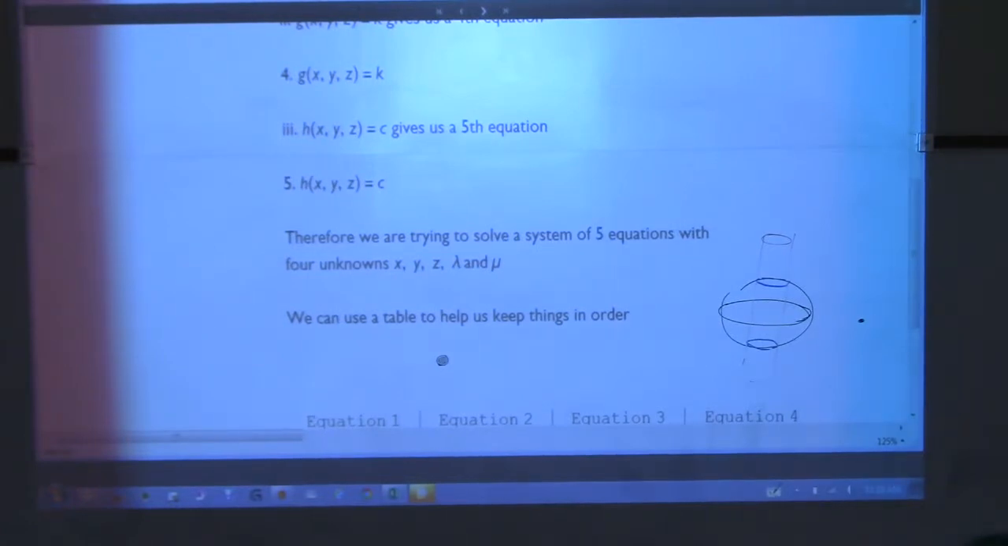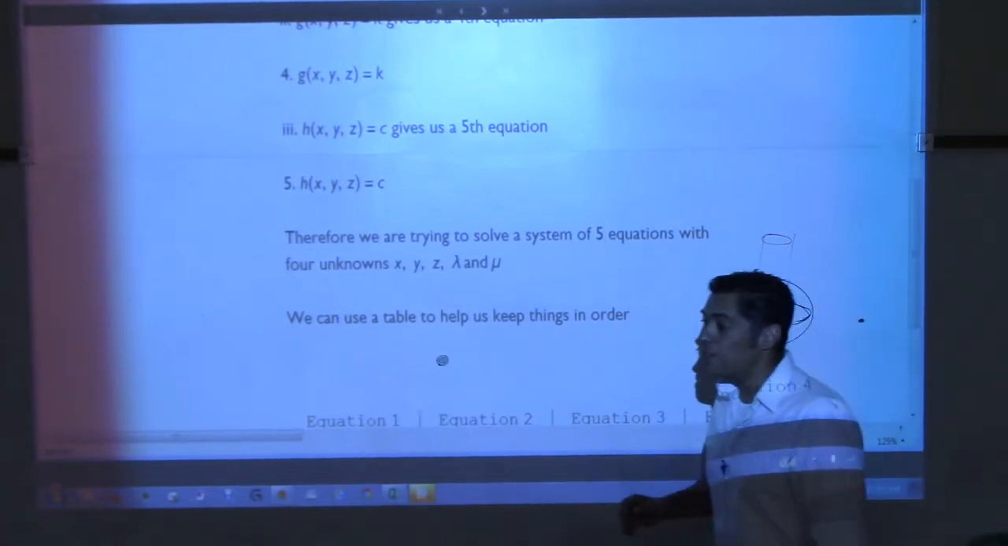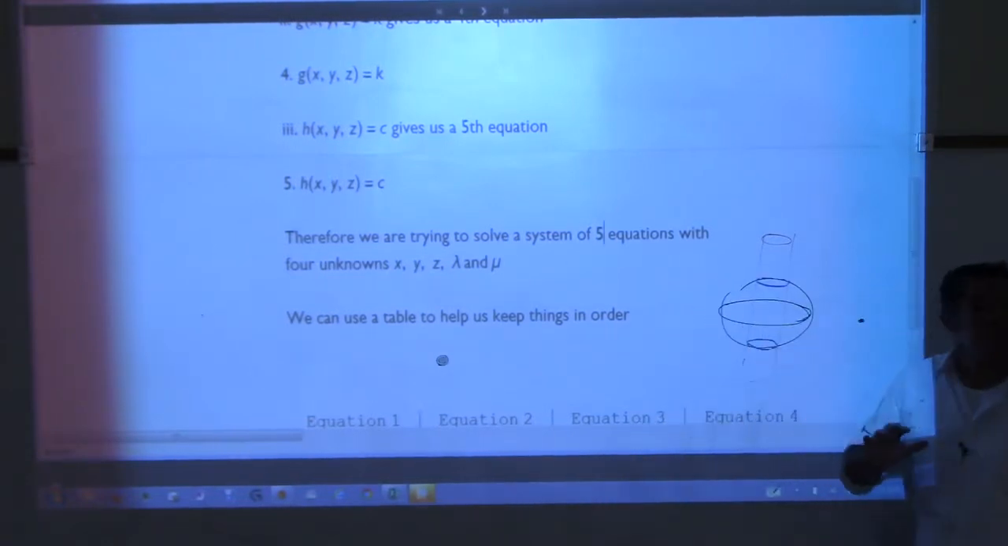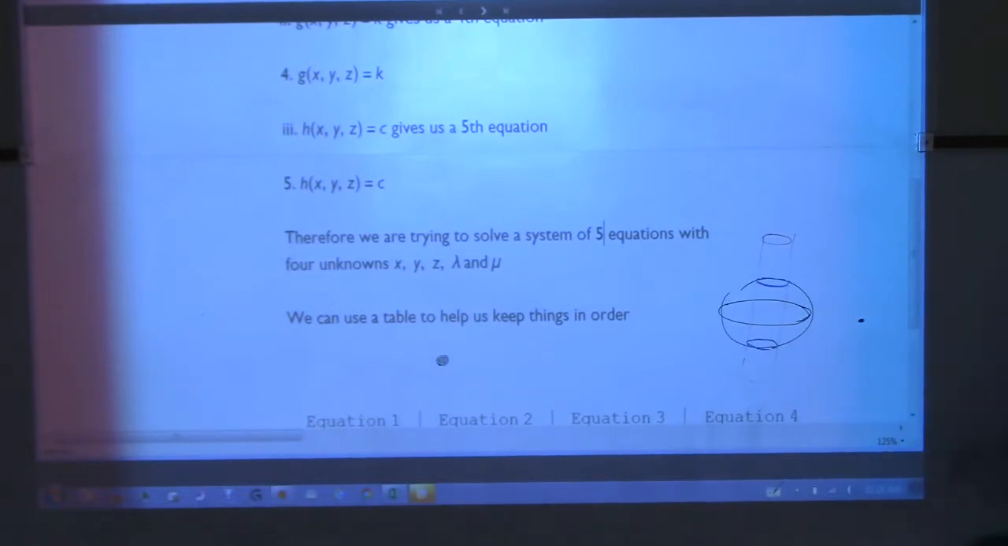So could we use matrices with this? Can we do matrices on these? Why not? Because it's not linear. They're nonlinear. Now, could you get lucky and have a linear one? You could, but I can't even see that happening.